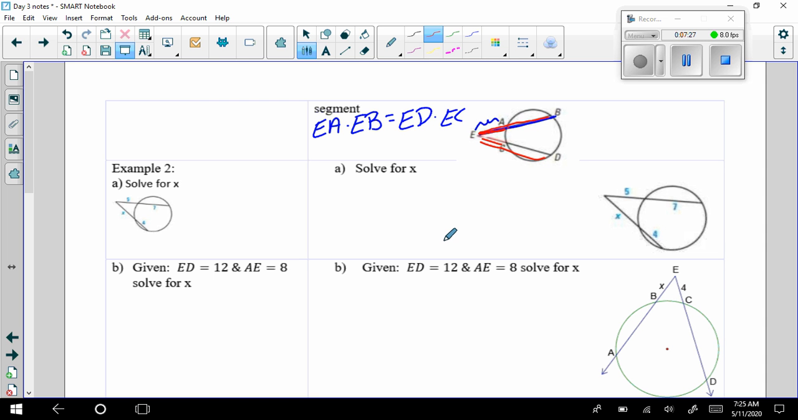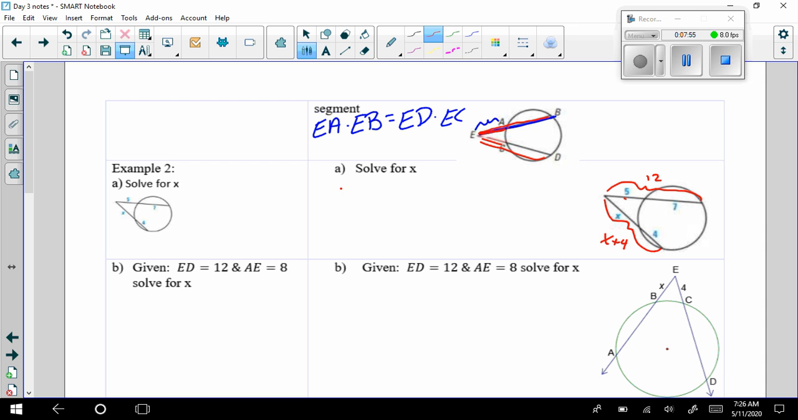All right, and so then we can again use that to solve for x. So over here, make sure you're not using just the pieces like we did with the last theorem. So this whole thing is 5 plus 7, which is 12. This whole thing is x plus 4. All right, so the only reason that these are labeled inside is to give you an idea of what the whole thing is.